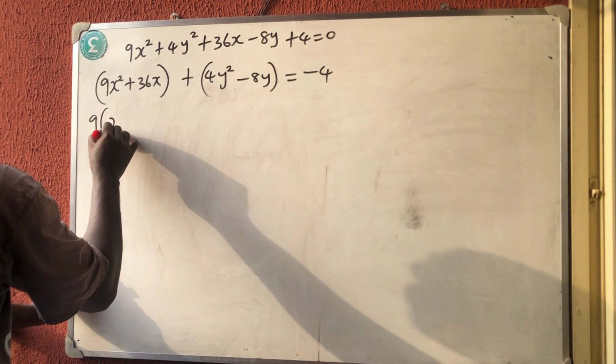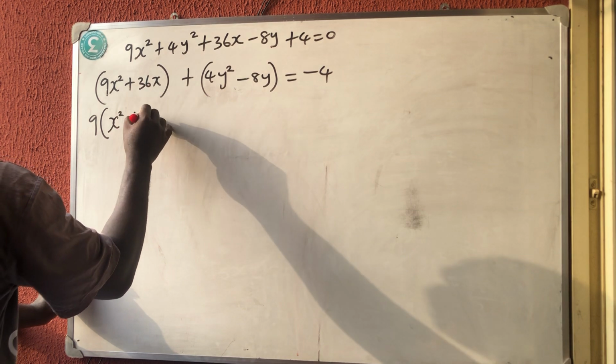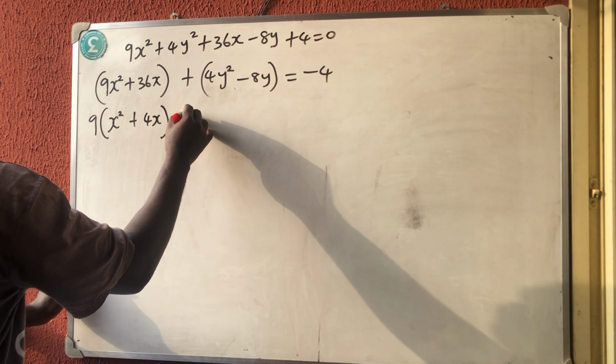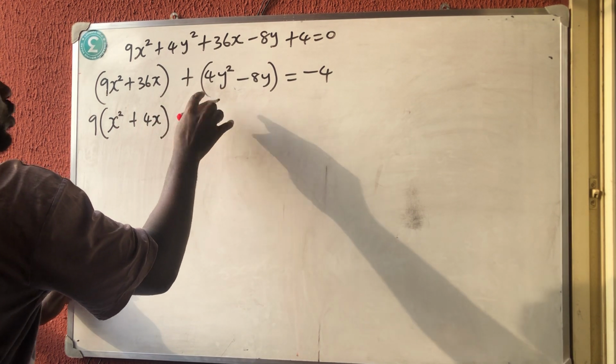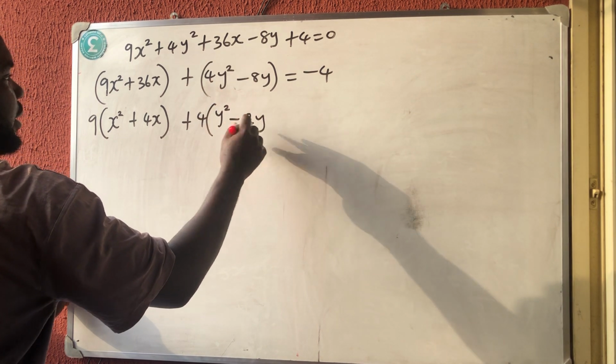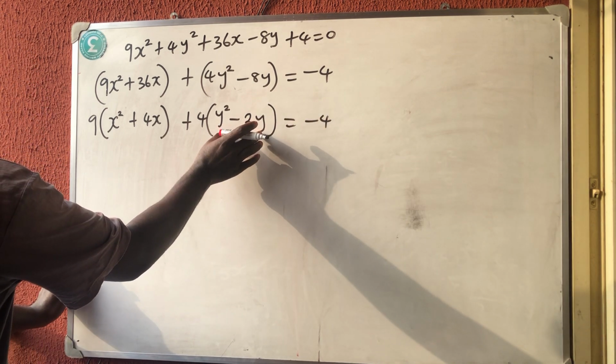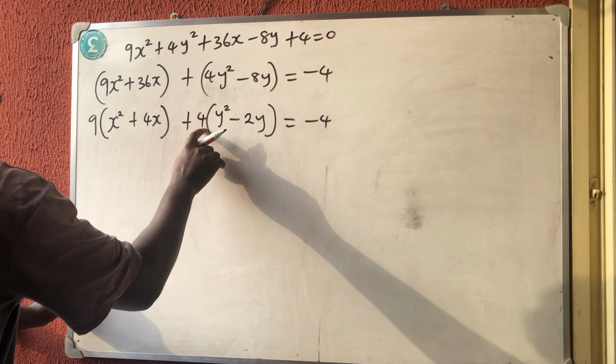This divided by 9 is x squared. You see the coefficient inside here is now 1. Plus, divide this one by 9, I have 4x. Plus, do the same thing here. Bring out your 4, so I have y squared minus 2y, dividing everybody by 4, is equal to minus 4. I'm talking about everybody inside the bracket.